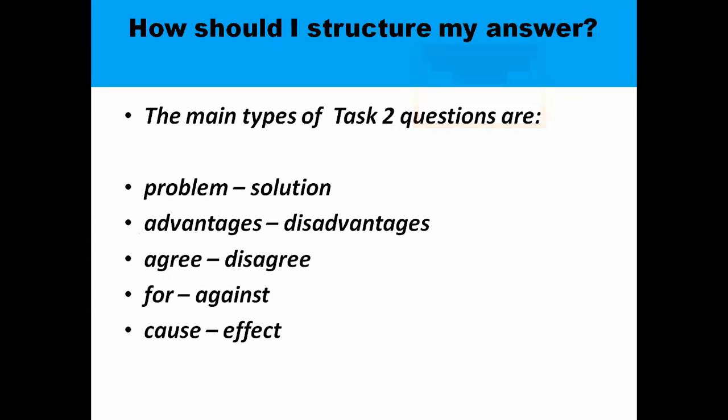Now, what kind of things are tested here? They may give you a problem and solution question, or advantages and disadvantages, argumentative, agree or disagree, or for or against, which is something like agreement and disagreement, and cause and effect. So they may give you a question based on any genre, but the most important ones are these. Advantages and disadvantages will be the second aspect, and cause and effect and problem solution are the last preferred questions given in IELTS task 2.